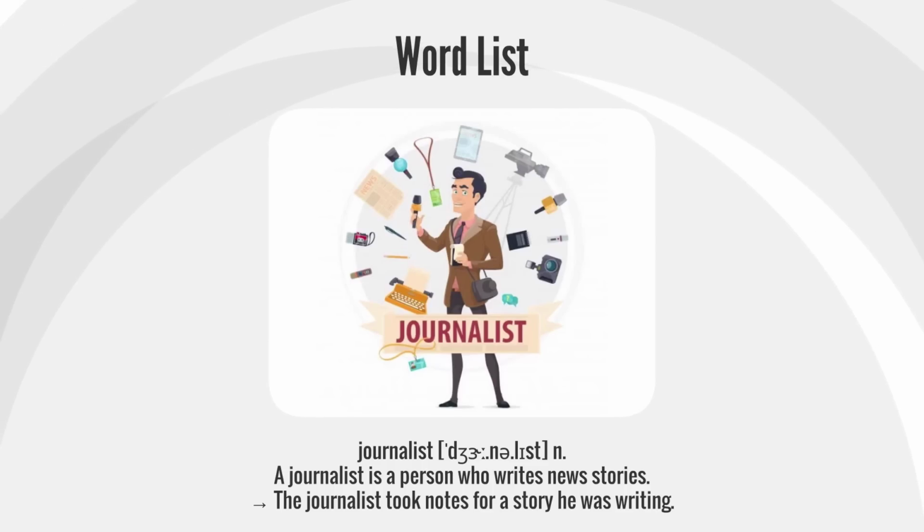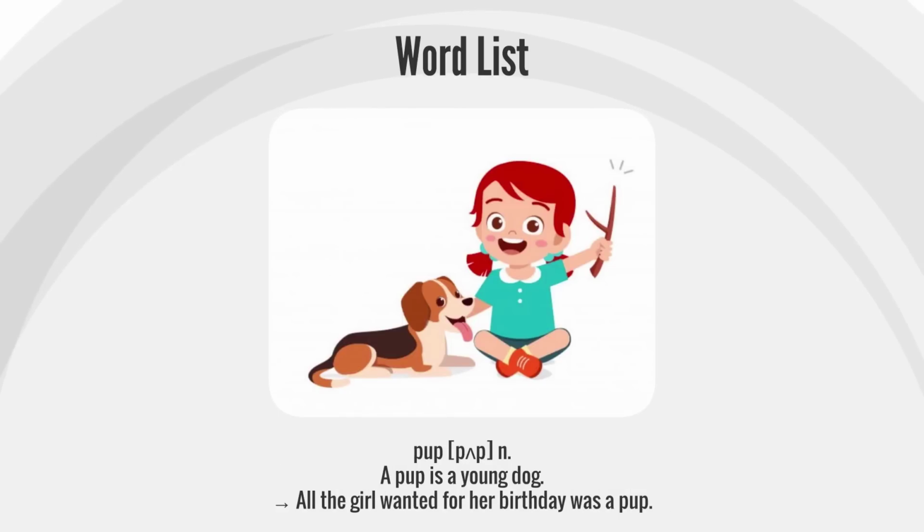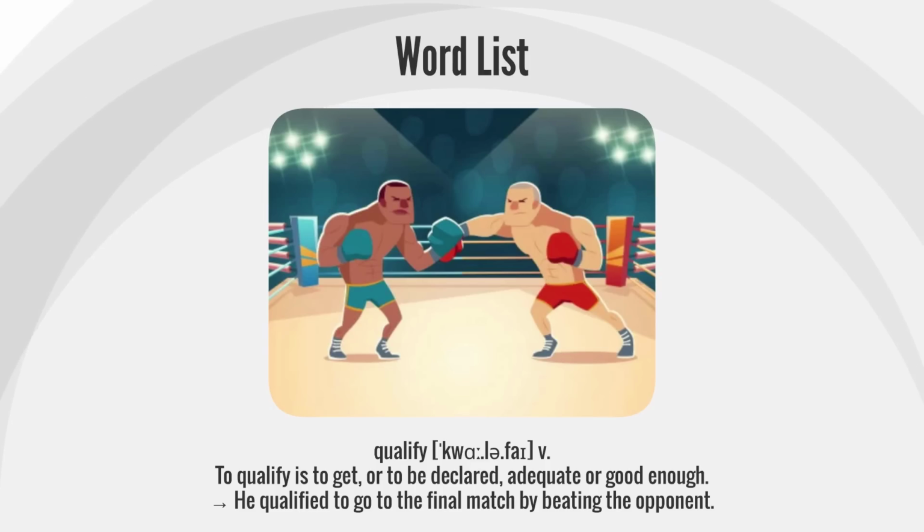Journalist. A journalist is a person who writes news stories. The journalist took notes for a story he was writing. Pup. A pup is a young dog. All the girl wanted for her birthday was a pup. Qualify. To qualify is to get, or to be declared, adequate or good enough. He qualified to go to the final match by beating the opponent.